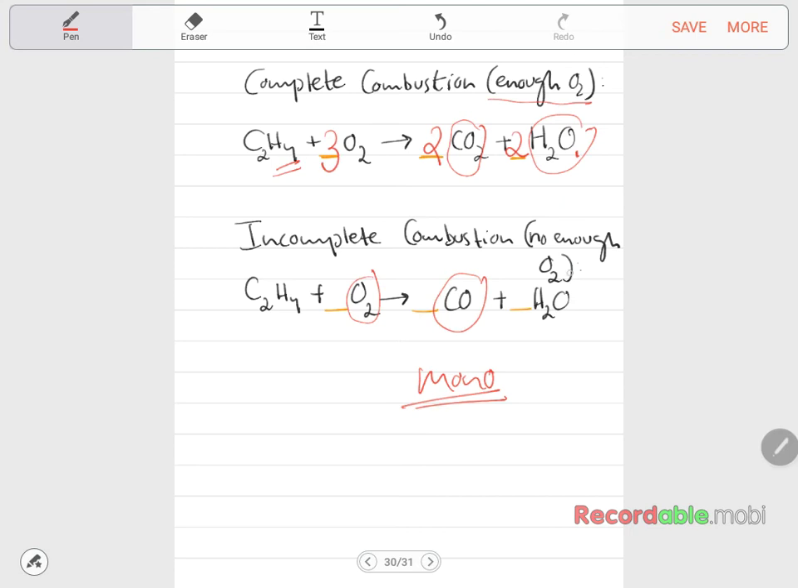Incomplete combustion. As I said, the only difference is that instead of carbon dioxide, you get carbon monoxide. So let's balance the carbon first. You have 2 carbons, so you put here a 2. You have hydrogen 4, so in order to change this 2 to a 4, you multiply by 2. Let's count the oxygen. You have 2 times 1, so it's a 2, and 2 times 1, it's also 2, so it's a 4. What do you multiply by 2 to get a 4? It's a 2. Now the equation is balanced.